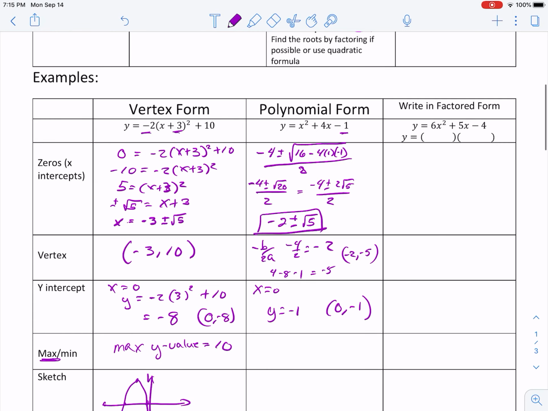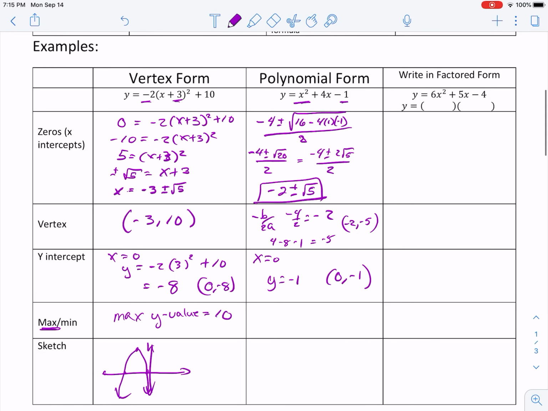The max or min, again, it's a parabola. It's opening up because it's got a positive leading coefficient. So it's a minimum at negative 5. And if you're going to graph it, I'm at negative 2, negative 5. And your intercepts are here and here.